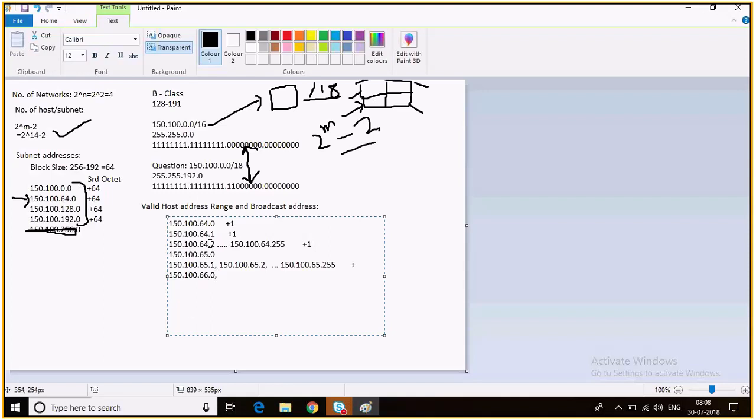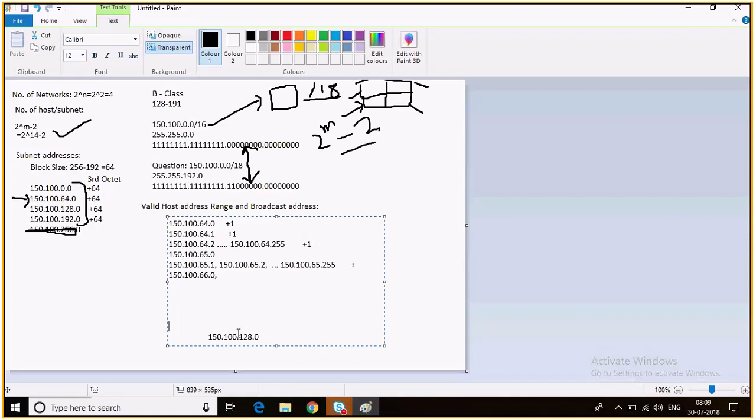So what is the last address of this series? Why am I searching for the last address? My next network address is 150.100.128.0. So what is the last address in this series? Because I want to find the broadcast address. The last address is the broadcast address. What is the last address?